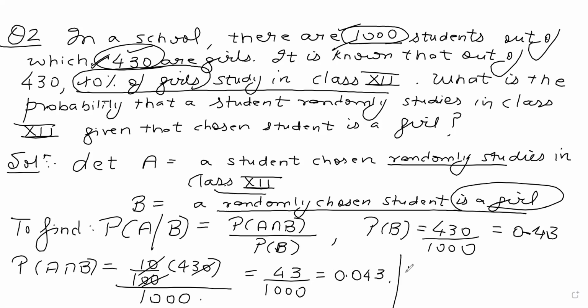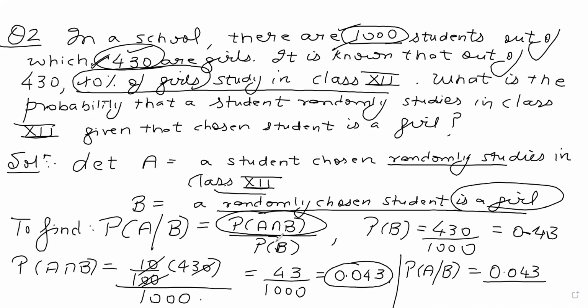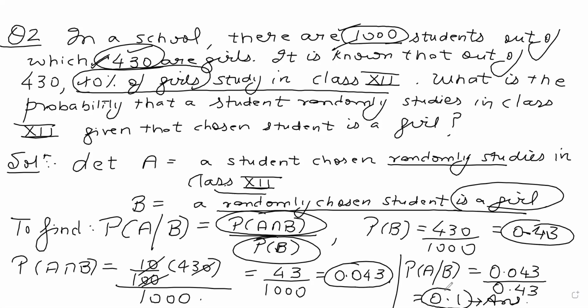Now, what will my probability of A given B be? Probability of A intersection B, which is 0.043, divided by probability of B, which is 0.4. If I solve this, what do I get? 0.1, which is the final answer for this question. So the probability that a randomly chosen student studies in class 12, given that she is a girl, is nothing but 0.1. Hoping students have understood this question and have no doubts.